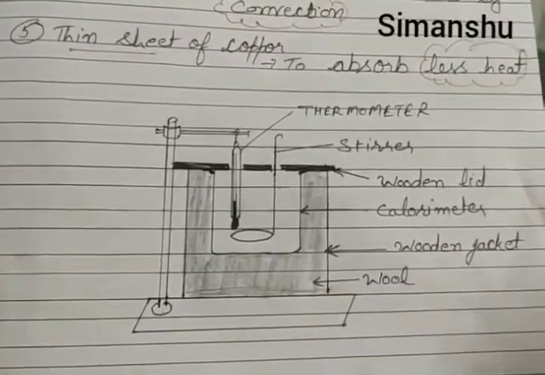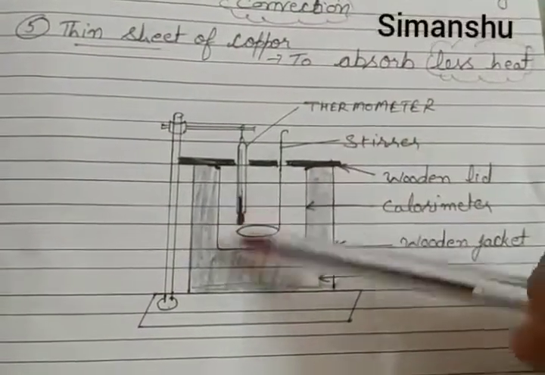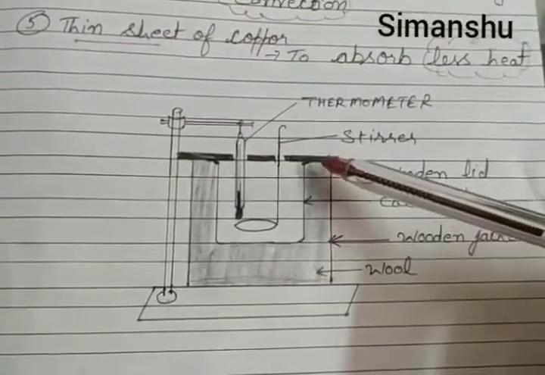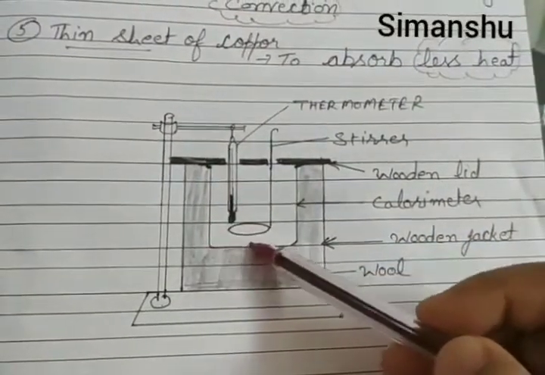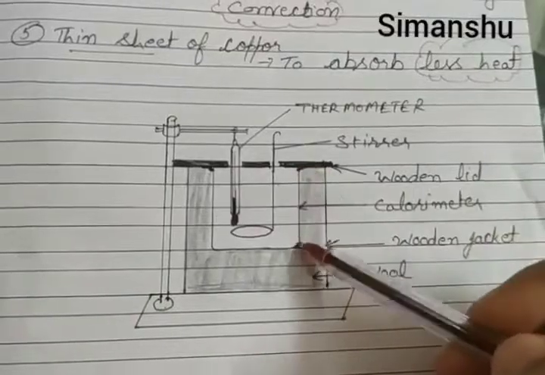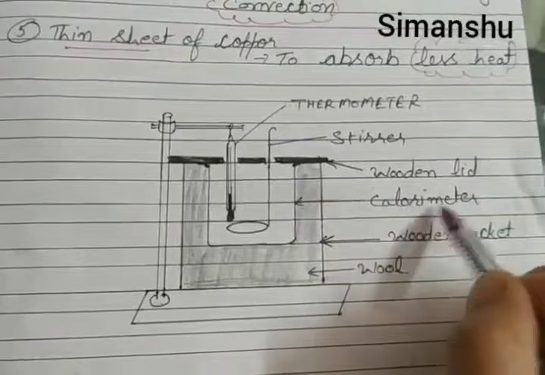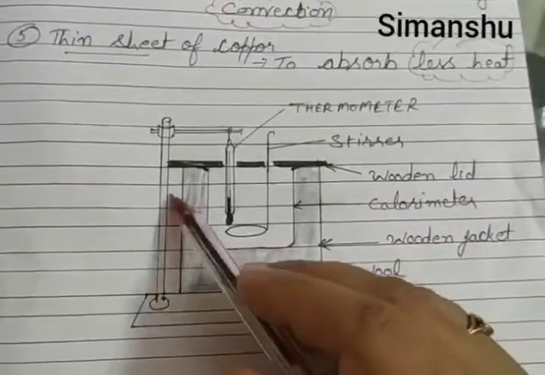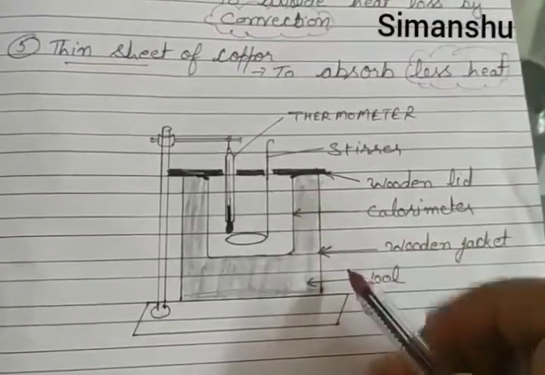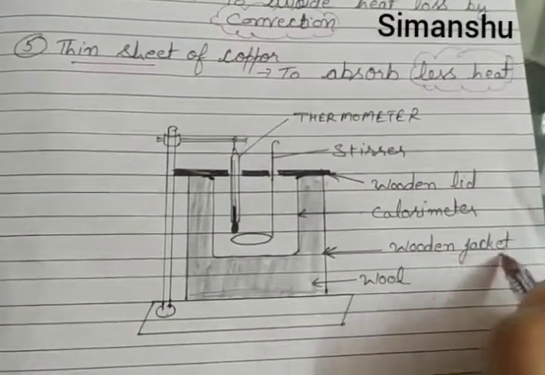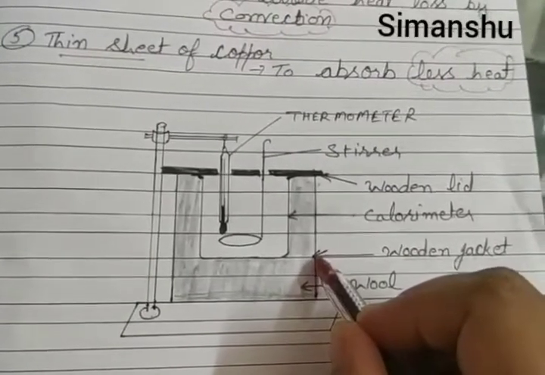Then we are going to talk about the special features of the calorimeter. Before that, look at the diagram first so that the points will be clear. Here I made a calorimeter. This is a vessel made of copper. Actually, the inner boundary shown is the calorimeter, but we kept it in a bigger box. That bigger box is of wood, which we call the wooden jacket.